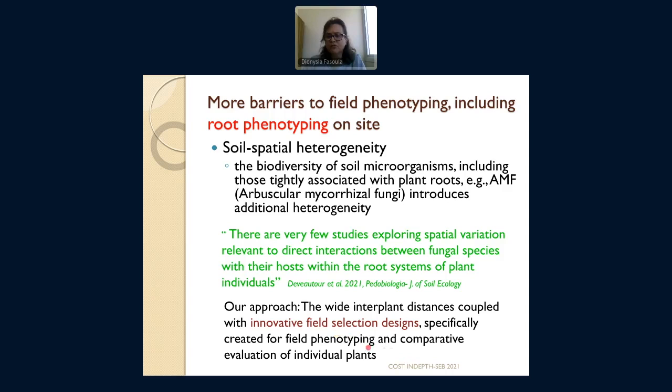So in our approach, the wide interplant distances coupled with innovative field selection designs that are specifically created for field phenotyping and comparative evaluation of individual plants.